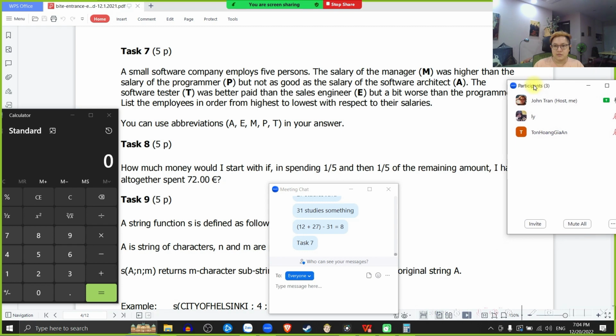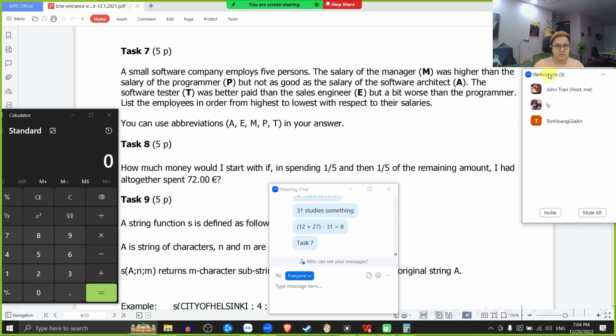Okay. Tôn Hoàng Giang đọc thầy cái này đi. Giang đọc thầy. A small software company employs 5 persons. The salary of the manager was higher than the salary of the programmer, but not as good as the salary of the software architect. Okay, just a moment, please. Okay, I'm back here. Are you done with this one?